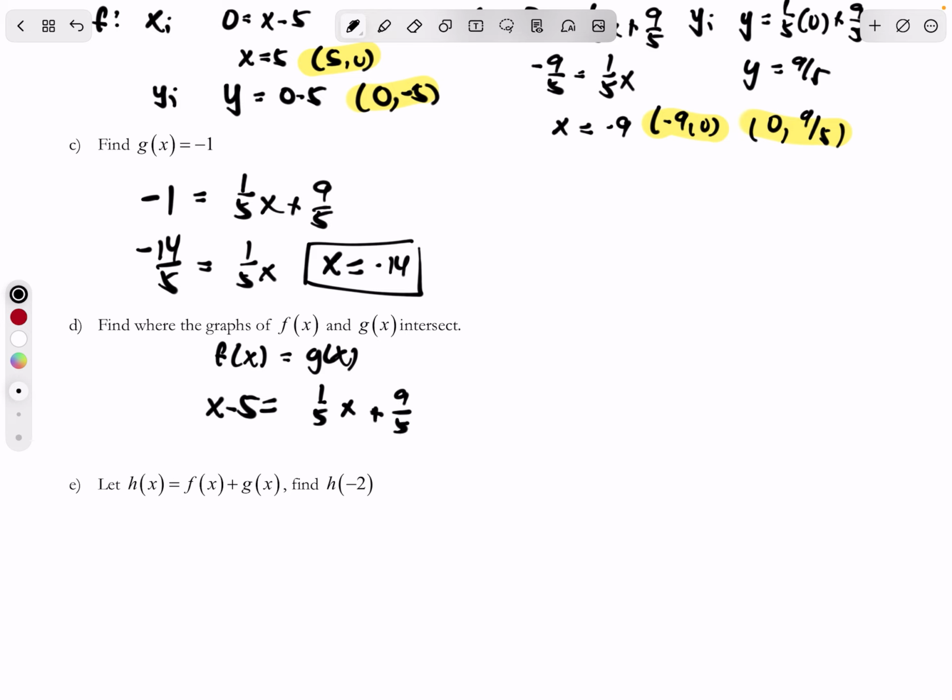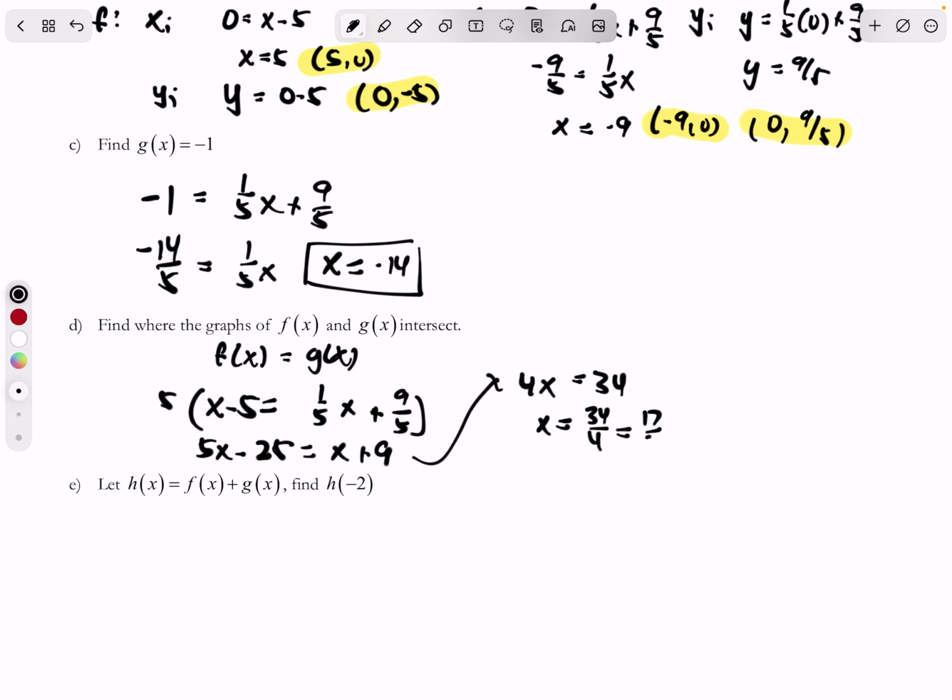I'm going to multiply by 5, so that's 5x minus 25 equals 1x plus 9. I can subtract x from both sides and get 4x. I can add 25 to both sides and get 34, so x is 34 over 4, 17 over 2.